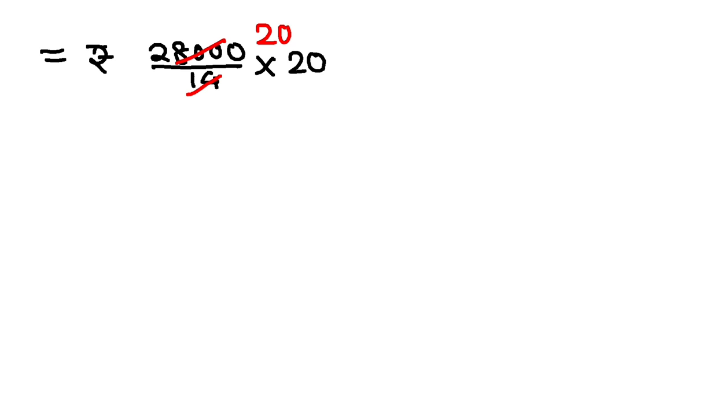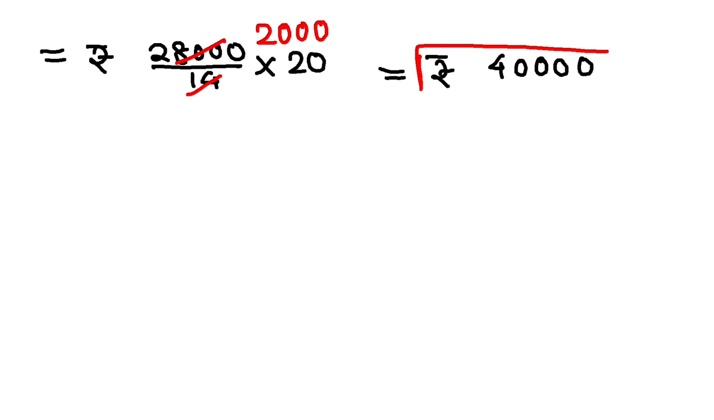So we have rupees 28,000 by 14 into 20. Now we know that 14 into 2 is 28. So if I bring it to lowest form, this will be 2000. So 2000 into 20, 2 into 2 is 4, followed by 4 zeros. So our final answer will be rupees 40,000. Done. Let's go to the second question now, number 2.